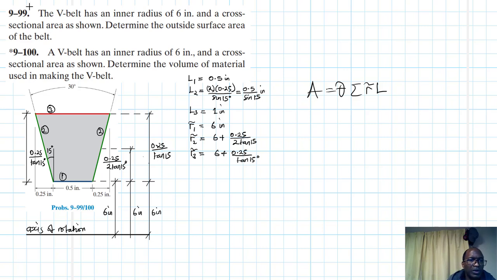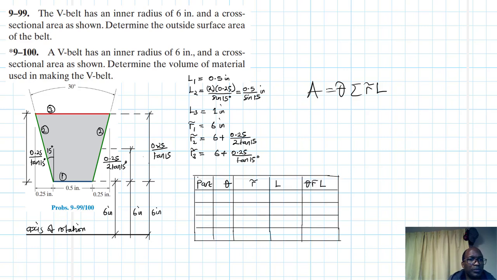Alright, so let's write a table here. So we have part. We have part 1. Theta, of course, is 360, in radians is 2 pi. R curved 1 is 6 inches. Of course, this is in inches, and this is also in inches, and this one is inches squared. Then L, the length, is L1, which is 0.5, and the product of that is just 6 pi.